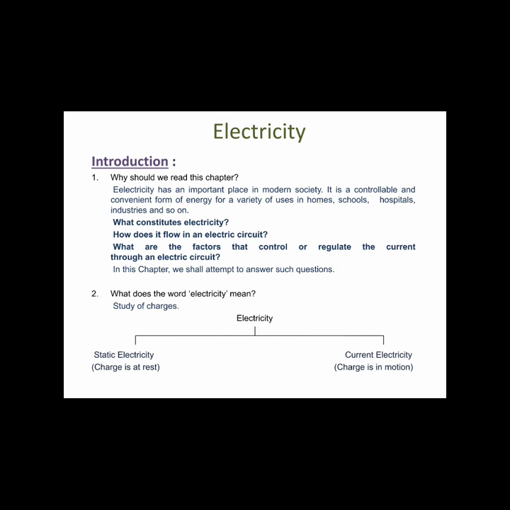What does the word electricity mean? Electricity means study of charges. Electricity is divided into two parts: static electricity, where the charges are at rest, and current electricity, where the charges are in motion. In our syllabus, there is only current electricity.